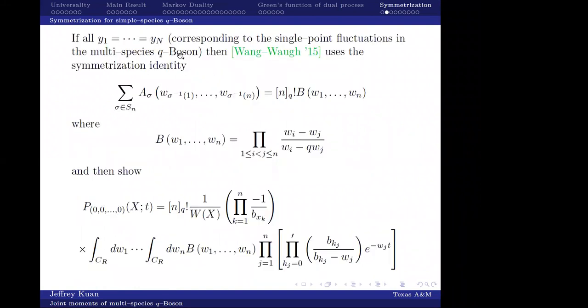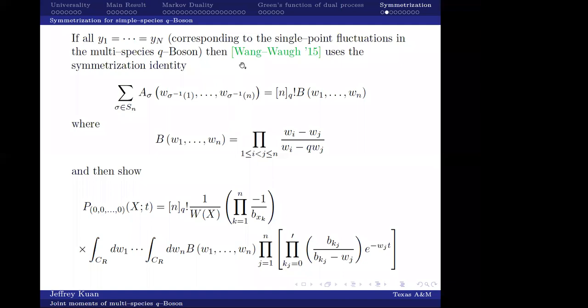Okay, and then for the Q boson, you can have infinitely many particles at a site. So you take all particles starting at a single site. You have this symmetrization identity that Wang and Hua proved. It's maybe a little bit less miraculous, but it still needs to be done.